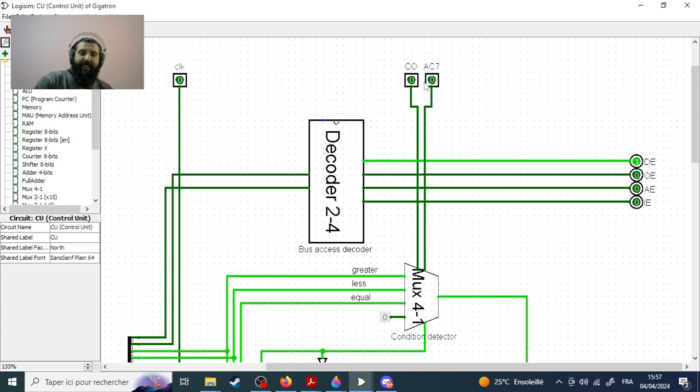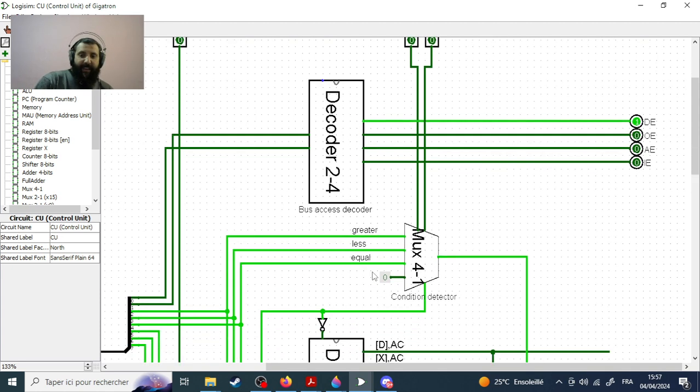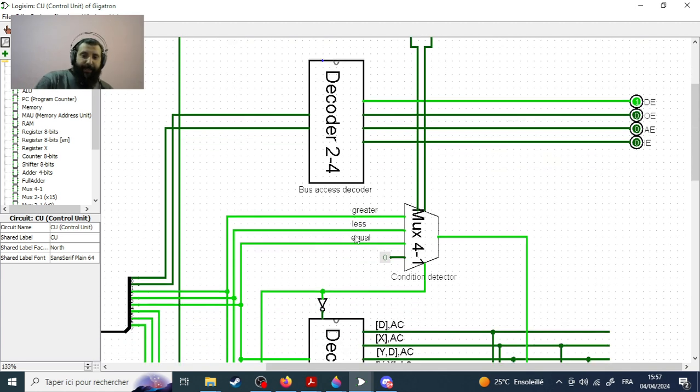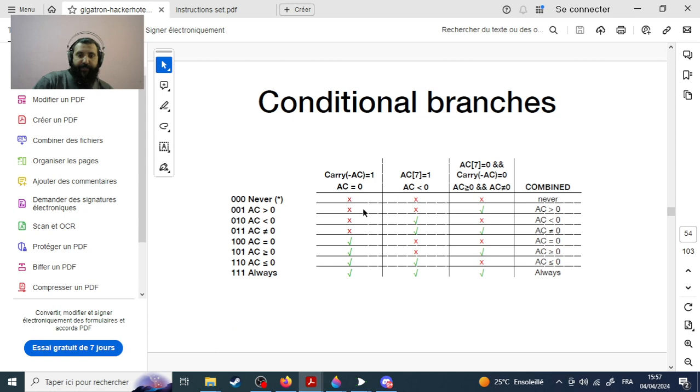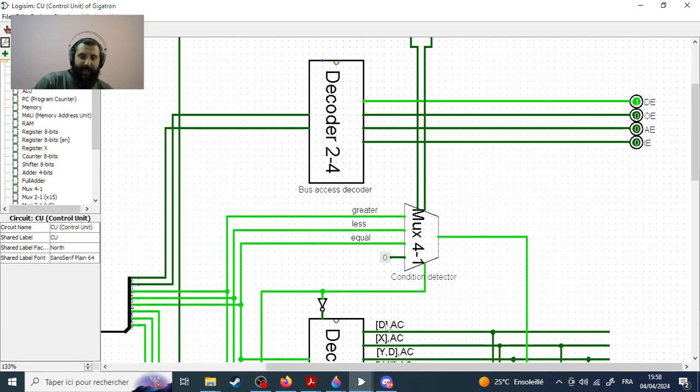If we have zero, zero here, what can we conclude? Which does the multiplexer choose? We have zero, zero. We choose greater. Very good. We choose greater. Now, these three bits are used to choose the condition. If, for instance, I want to check this condition, 0, 1, 1, I will put it.